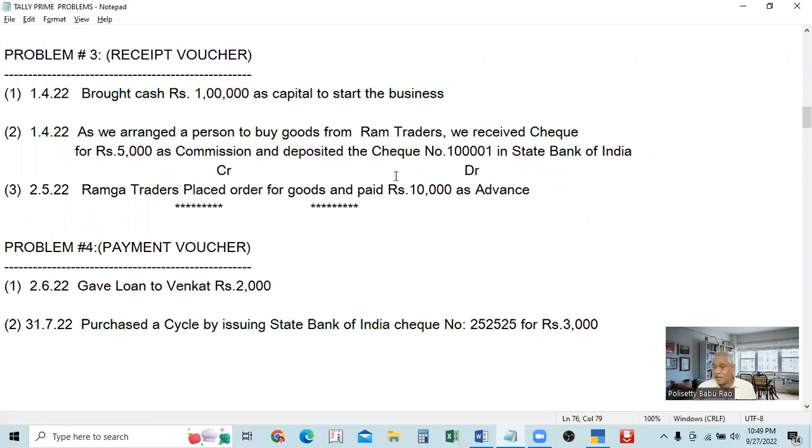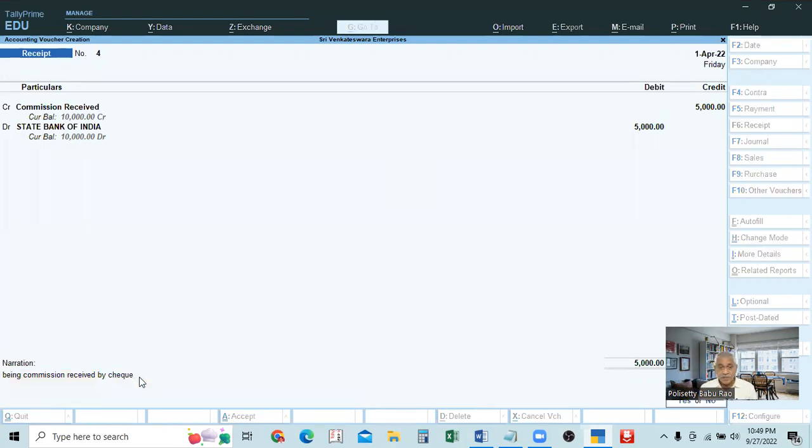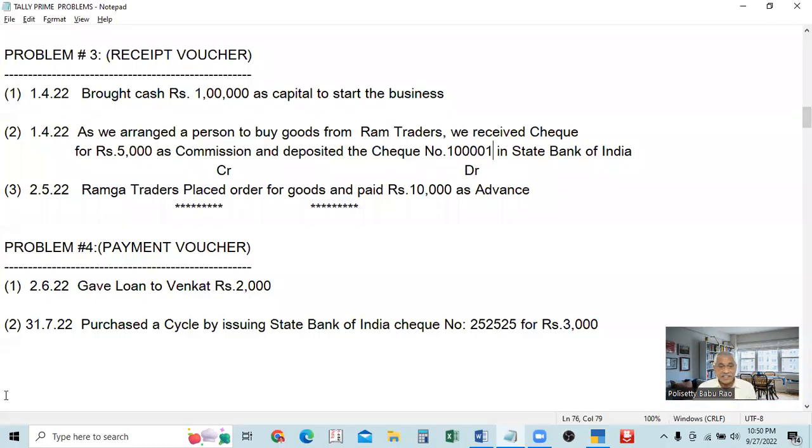What is the check they give? We don't know, so just give it out. Commission received by check. The full transaction we did not give here, so we have to give a brief description. The narration means a brief description of the transaction. Okay, so this is the transaction. Understand? See here. Next one.